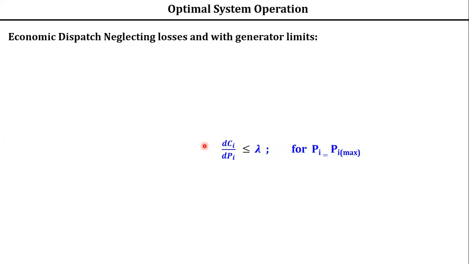Incremental. What is the criteria for optimal dispatch? The criteria for optimal dispatch is dCi/dPi equal to lambda, or you can write it as less than or equal to lambda. So in turn, when we write this as an equality constraint, we have written dC1/dP1 is equal to dC2/dP2 is equal to etc., dCng/dPng is equal to lambda.